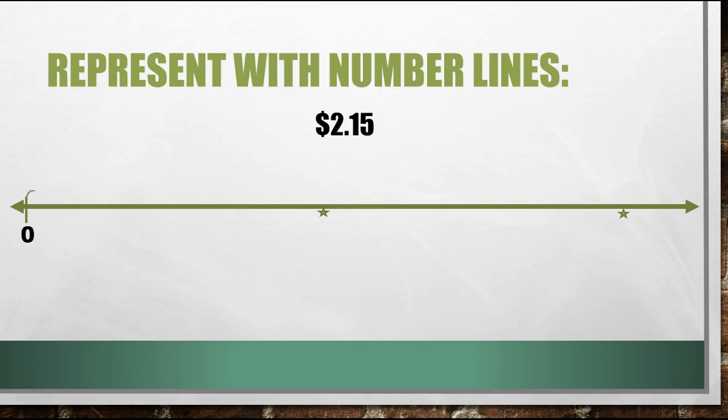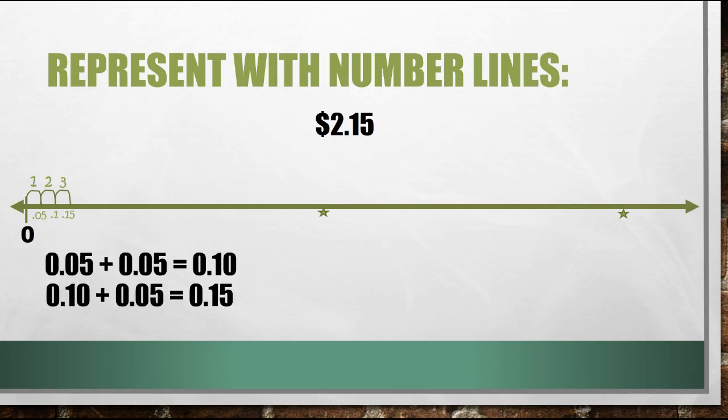After a second nickel, we add 5 cents and 5 cents. So we can see we are at 10 cents. Then after a third nickel, we're at 15 cents. We keep adding nickels until we reach $2.15.